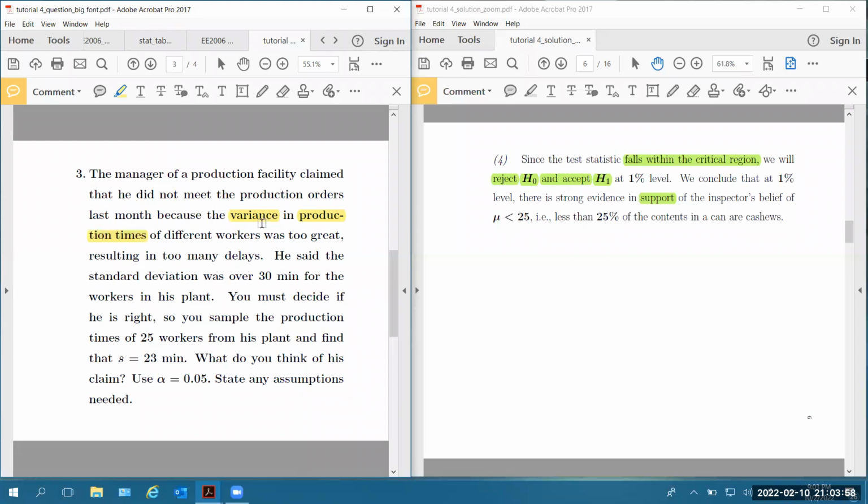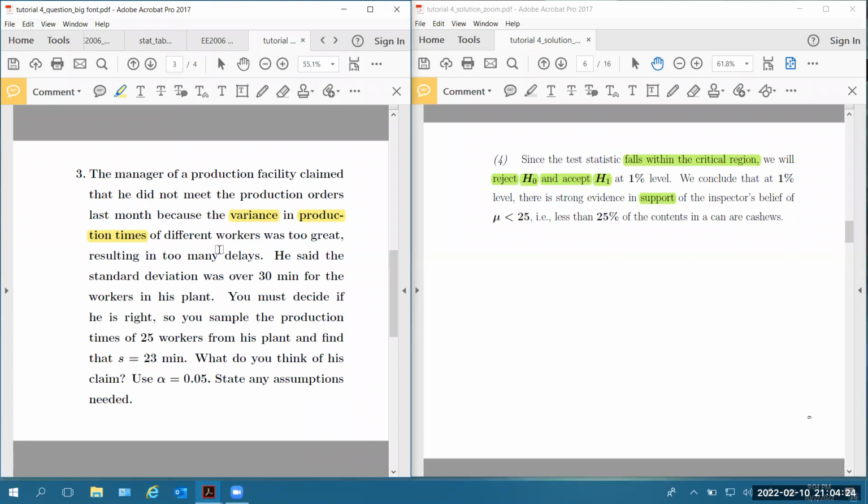So now it gives us an idea already. What is our big X there? Big X is the production time of a worker. Is it okay? That gives us that kind of idea. X is the production time of a worker. I'll write it down later.